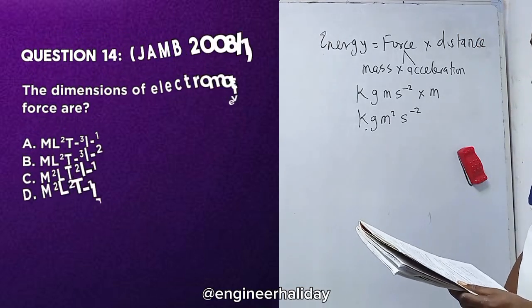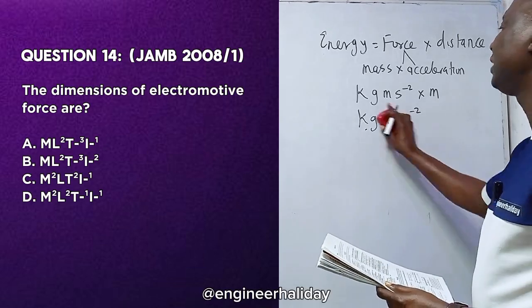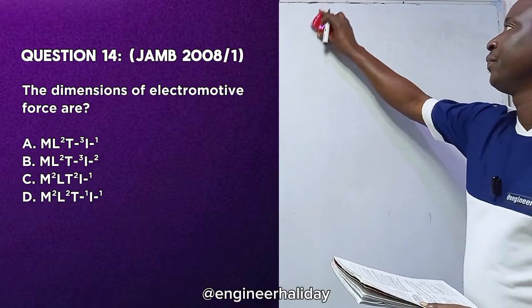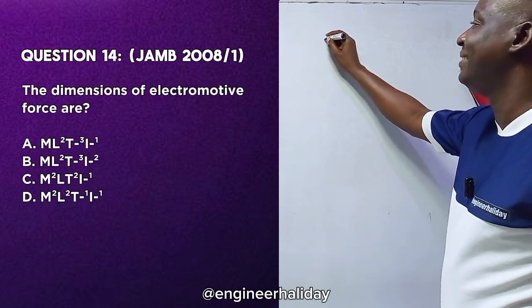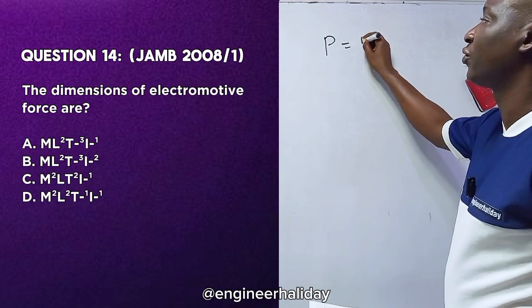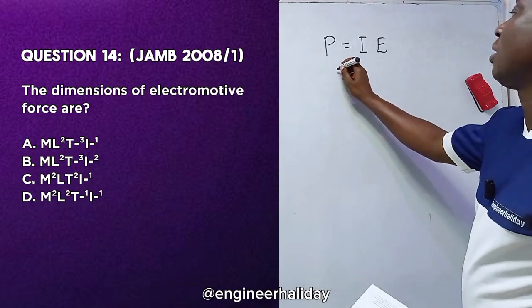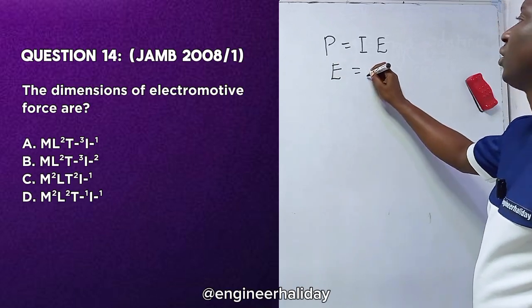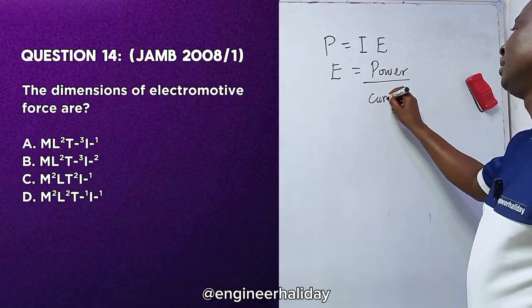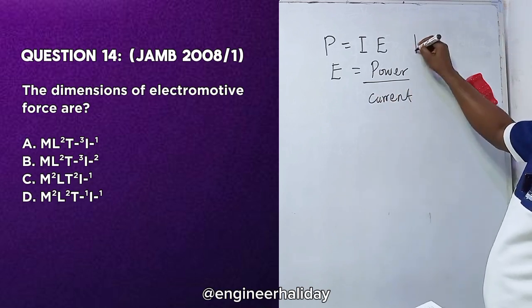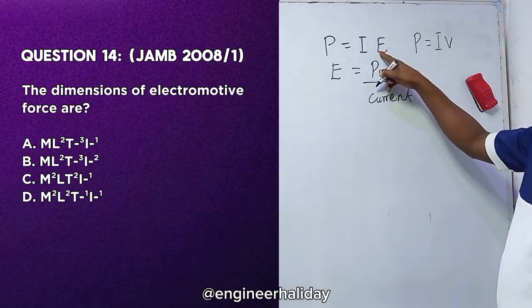Number 14 says the dimension of electromotive force is dash. Electromotive force is what we call the EMF, the nominal PD. So power is equal to I times E, which is input power. So our E, the electromotive force, is equal to power divided by current. Don't forget, power equals IV. This is output power; if this one is the EMF of the cell, this is input power.